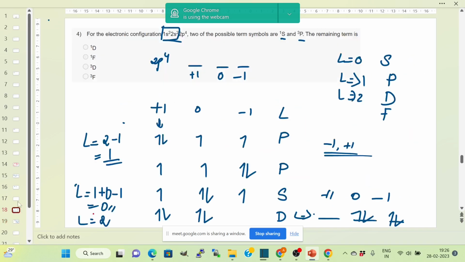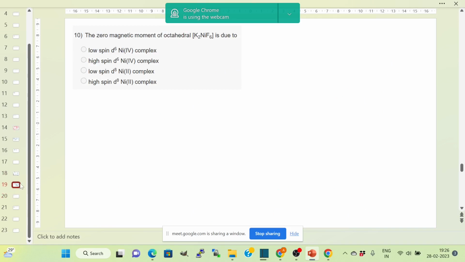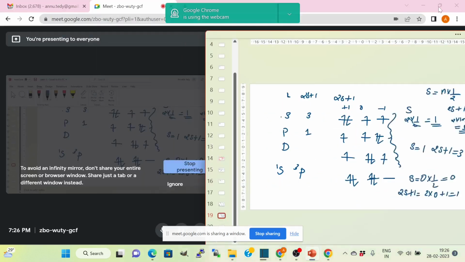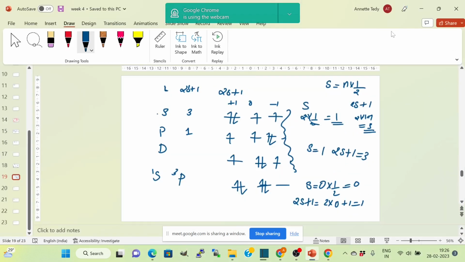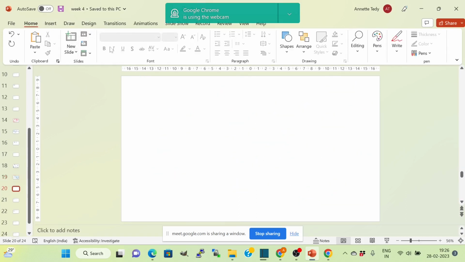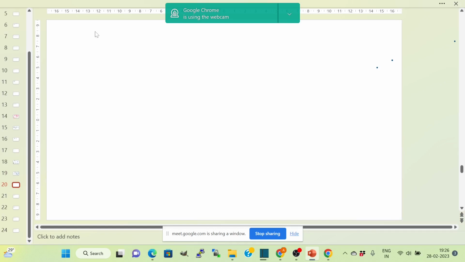Now let's look at what the options were. They have said that 1S and 3P are already there. So we have also identified that 1S and 3P are possible. Before that, let me show you for each S state how the L is changing. Okay, as we did, 2S plus 1 can be either 1 or 3.